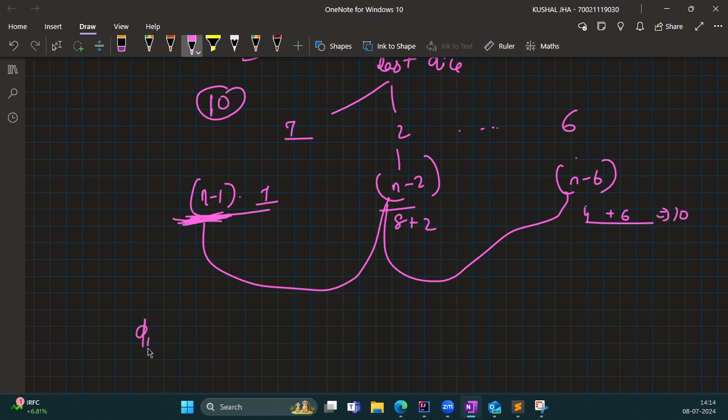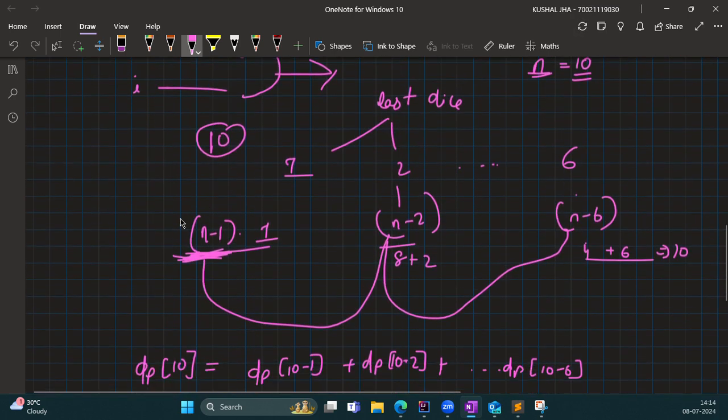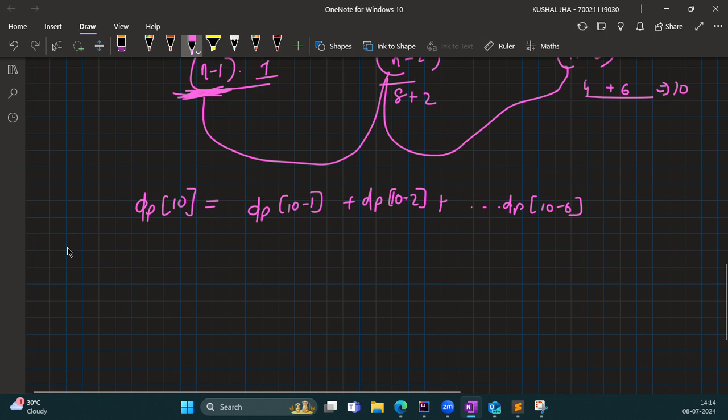So dp of 10 would be dp of 10 minus 1 plus dp of 10 minus 2 plus and so on up to dp of 10 minus 6. And this is not for beginners. Any beginners watching, this video is not for you. So this is my state and this is my transition. I have all the things needed to solve a dynamic programming problem.